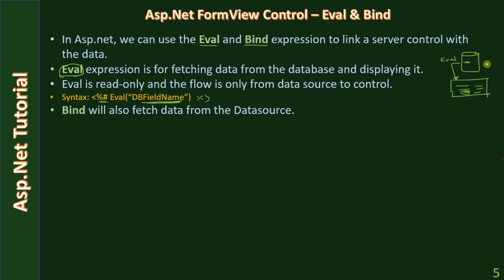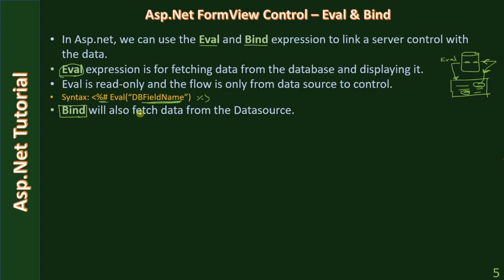We can also use the bind to bind a specific control, right? And here the data movement is two-way. That means you can fetch data from a specific field and populate it, and once the field is modified you can push back the modified information to the database. So in that case you have to use the bind.